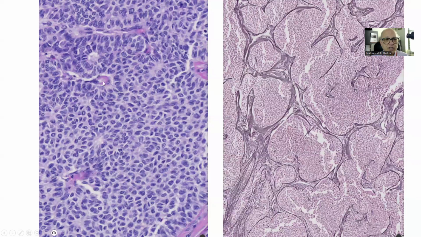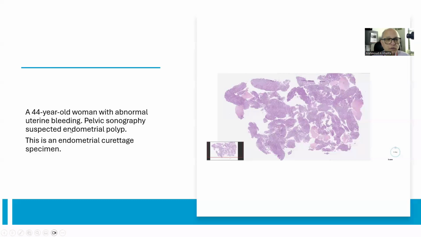Here on the left, you can see nice rosette bodies and Call-Exner bodies. You can see some nuclear grooving, classic coffee bean appearance. And for those who like special stains, on the right, you have reticulin stain, which highlights reticulin around the nests and not around individual cells, which is the differential diagnosis from thecoma. So this will be diagnosed as adult granulosa cell tumor, and since the tumor is localized to the ovary, it will be stage 1A.